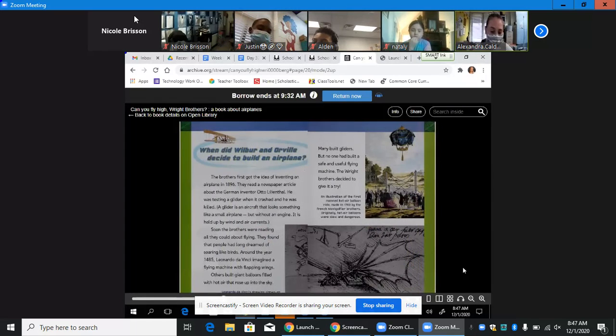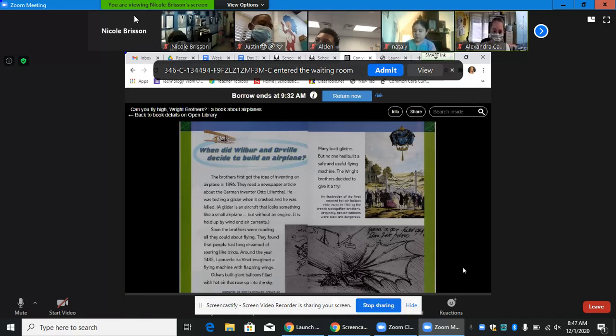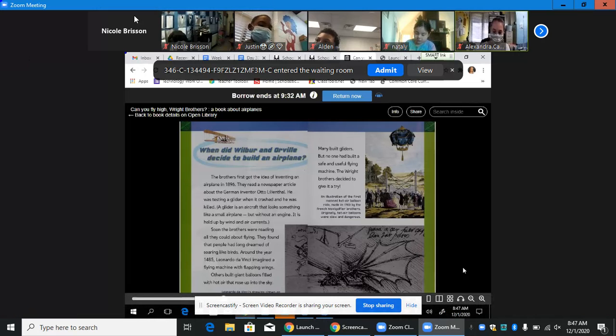When did Wilbur and Orville decide to build an airplane? So now we're getting into their middle years. They're in their 20s now, or maybe mid-20s, 30s, and we're in the middle years right now. Later years is when they're older and then when they passed away. Yeah, your 20s and your 30s and your 40s.